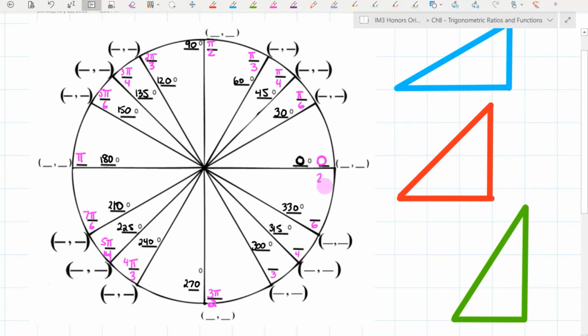Now, when we get all the way around the circle, that's going to be 2 pi, and I actually should have written 360 degrees here.